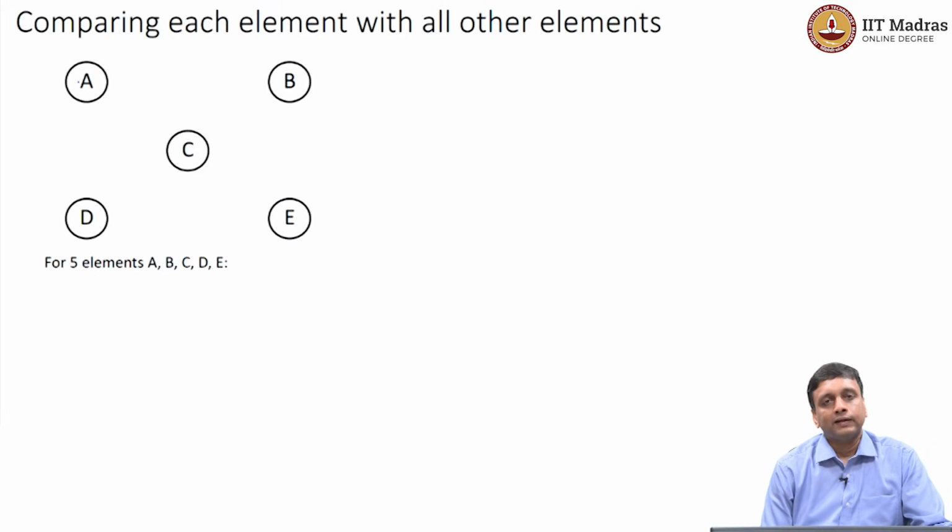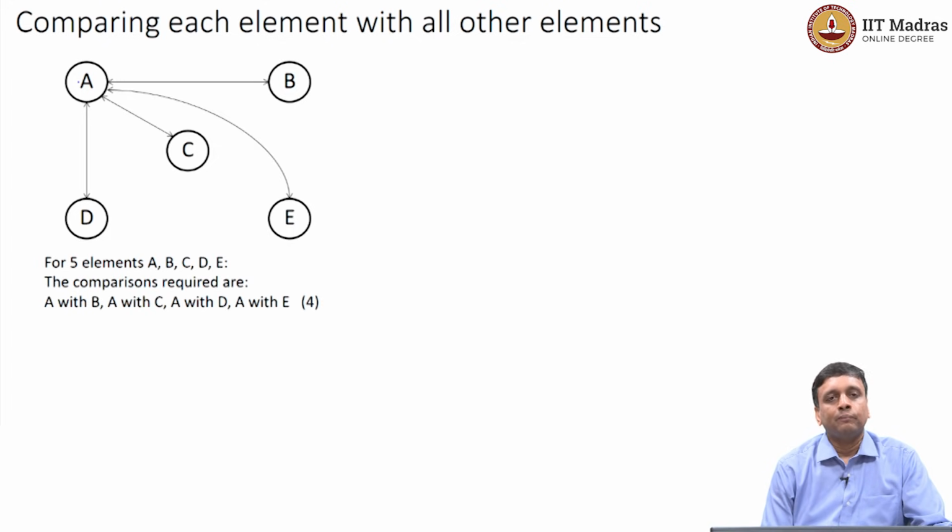So let's look at a simple case where we have 5 elements A, B, C, D, E, and we want to compare each of them with every other one. Let's start with A. A has to be compared with all the others, so not itself. So there are 4 comparisons required. We have to compare A with B, A with C, A with D, and A with E.